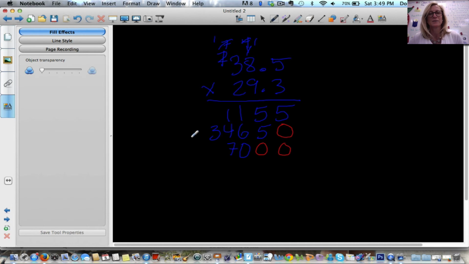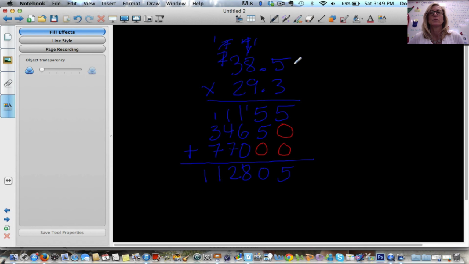Pen's a little bit tricky. So I'm going to put the 7 there, and now I'm going to add those up. 5 plus nothing is 5. 5 plus 5 is 10, so I'm going to put the 0 and carry the 1. 6 plus 2 is 8. 7 plus 4 is 11, plus 1 is 12. And I'm going to carry that 1. 7 plus 3 is 10, plus 1 is 11.